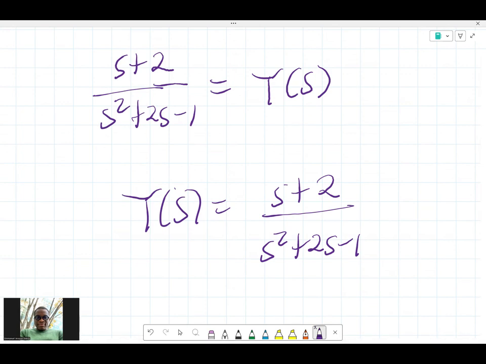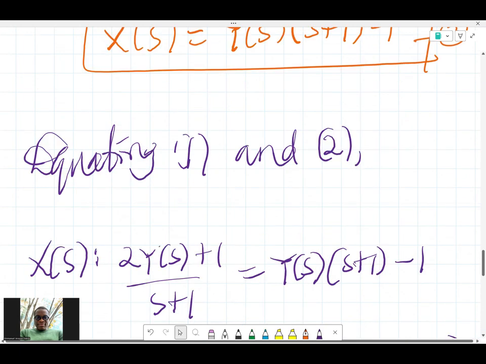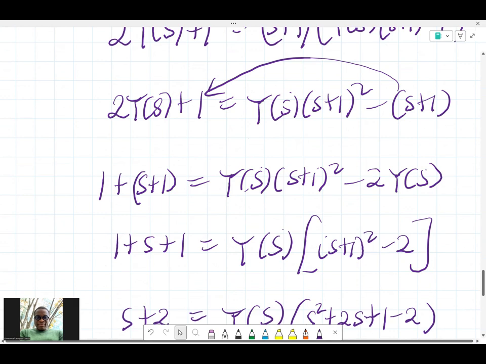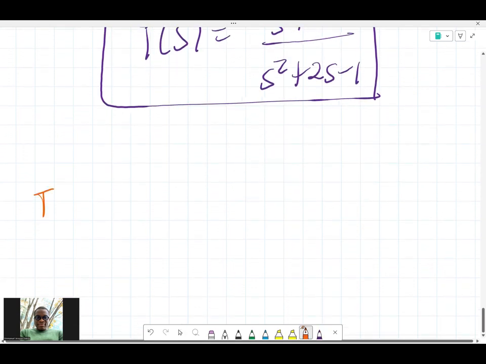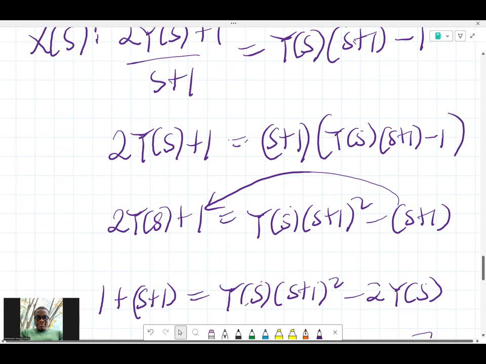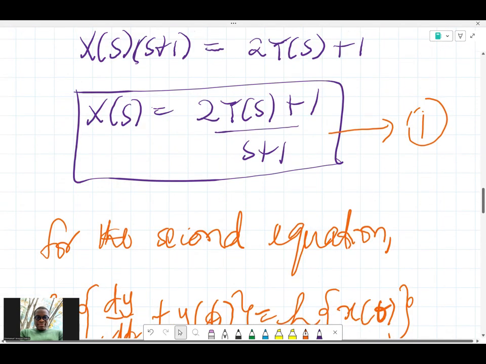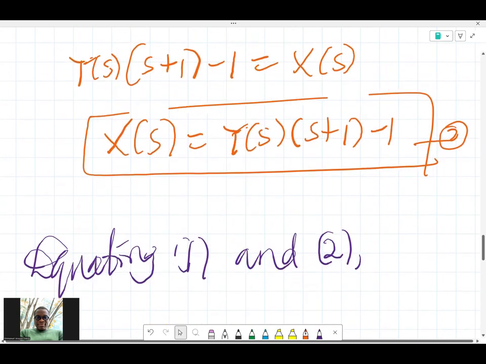So we have found Y(s). Maybe before we take the Laplace inverse, we can also find X(s), because these are connected. To find X(s), we can take equation 1 or equation 2. Which one is easier? I think equation 2 looks easier.